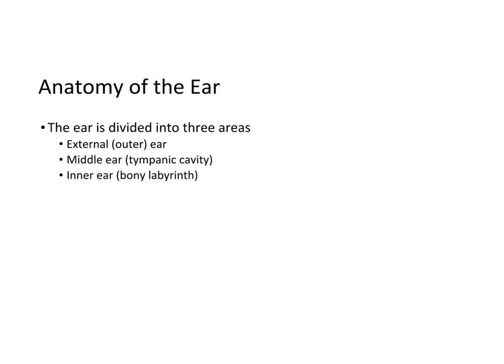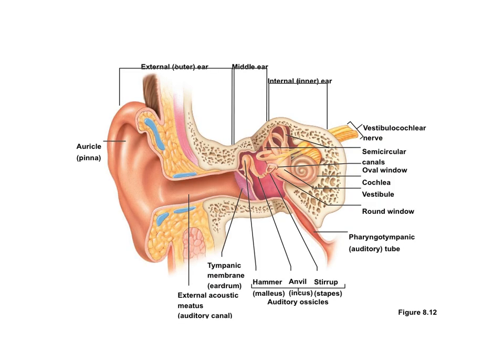The ear itself is divided into three areas. There's the external or outer ear, that's the part you can see, and then there's the middle ear or the tympanic cavity, which is where your eardrum resides, and then the inner ear is also referred to as the bony labyrinth. So in this diagram you can see the external ear includes the part of the ear that you can see plus part of your ear canal. The middle ear contains the tympanic membrane, that's your eardrum, and then the inner ear contains all of these different structures that allow you to hear and balance.